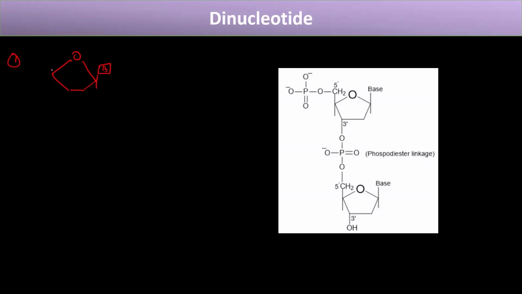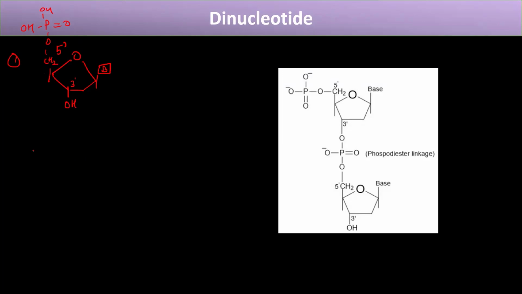Suppose here it is a base, and then you have CH2, O, P, O, OH, and OH. Okay, and this is what? This is your 5' end because this is carbon 5, right? Then we have here OH at the 3'. This is the 3'. Okay, this is one nucleotide.